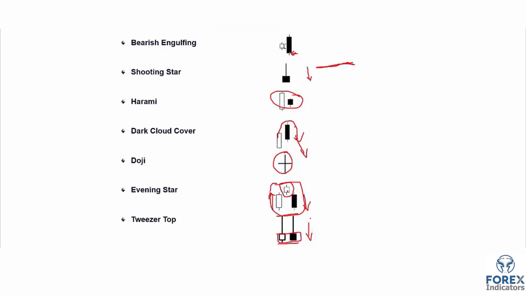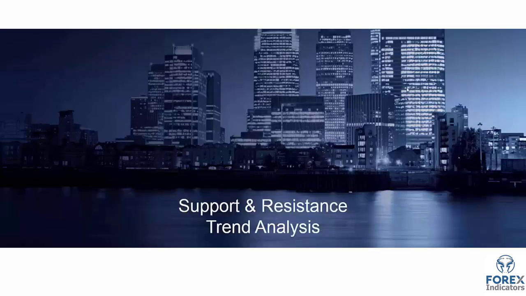Okay, and that completes this section on candles. The next thing we're going to look at is support and resistance. This is a great area to look at where the market turns. Okay, so let's look at support and resistance. And this is actually used to pinpoint market turns in the market. Okay, so let's show you how to do this.